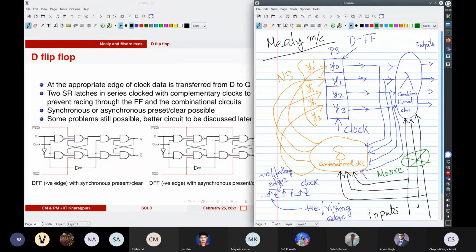In case of a Moore machine, your outputs depend only on the present state. They don't depend on the inputs. So that's the difference between a Moore machine and a Mealy machine. In case of a Mealy machine, your outputs depend on the present state and also on the inputs.